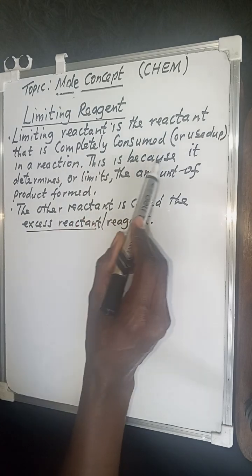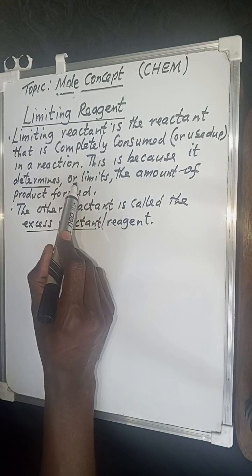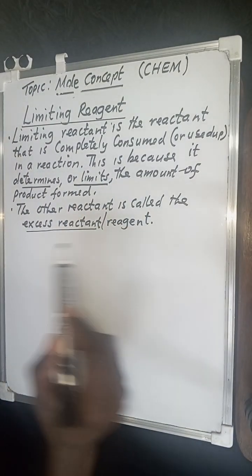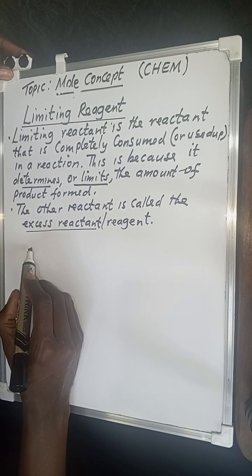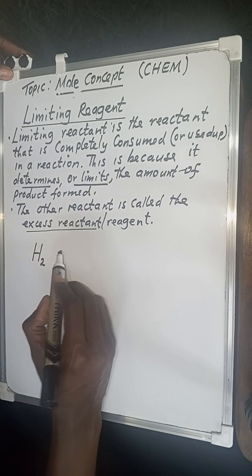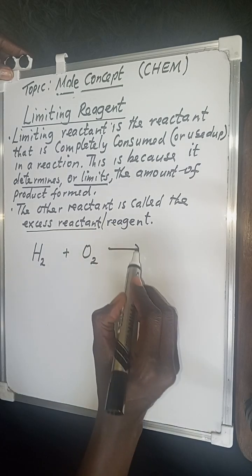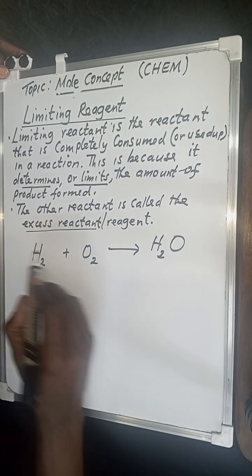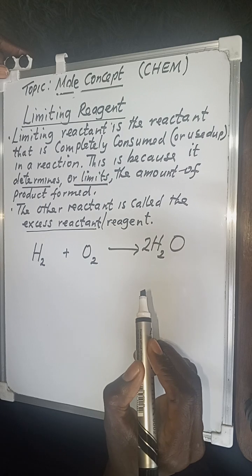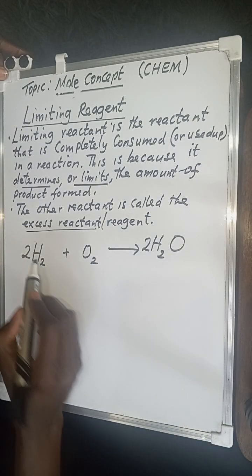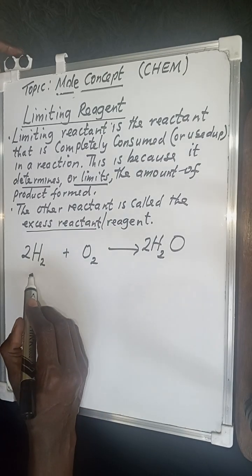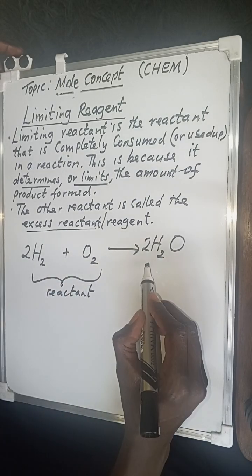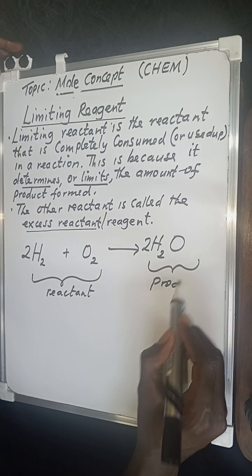The reason is because it determines or limits the amount of product formed, while the other reactant is simply called the excess reactant. If you remember from my previous video, for example, if you have hydrogen reacting with oxygen to produce H2O, balancing this one, we have a 2 there, and again a 2 there. This side is the reactants, and what we get at the end of a reaction is the product.